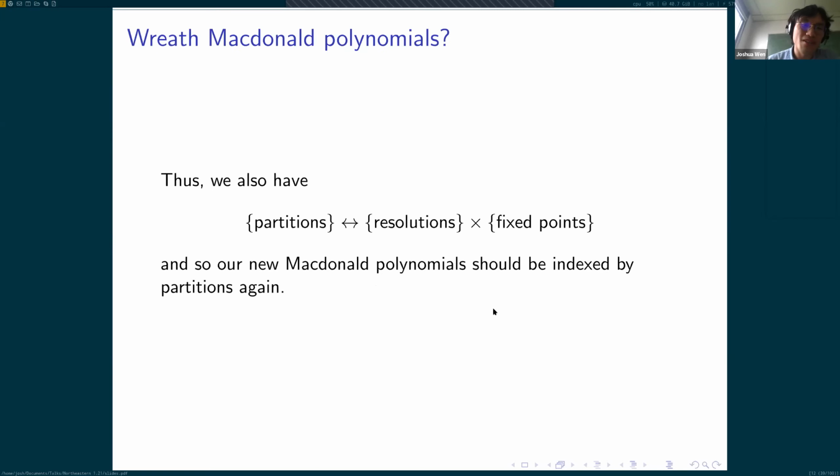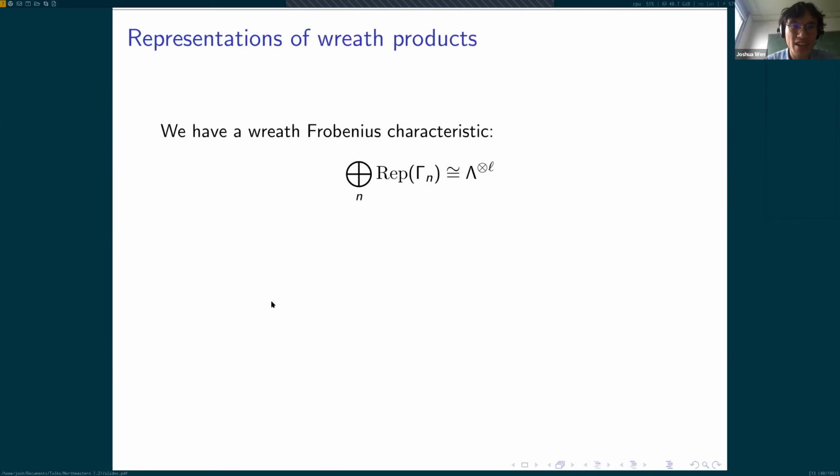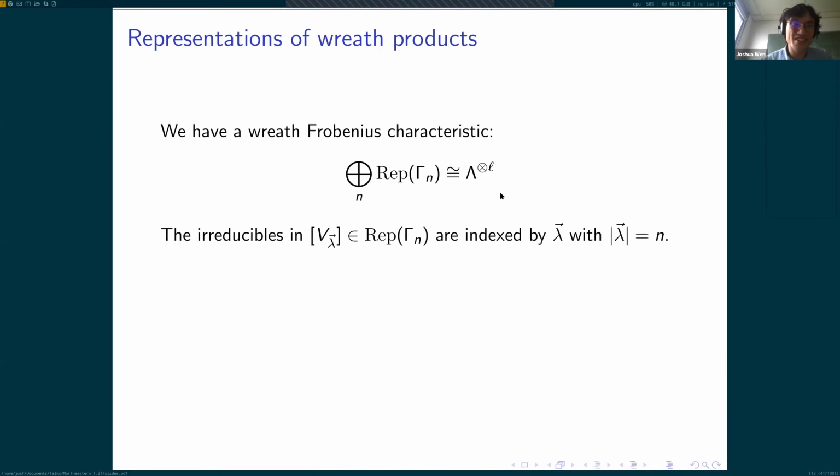So the new Macdonald polynomials should be indexed by partitions again, and this might be surprising if you know anything about representations of wreath products, because for wreath products you also have a wreath Frobenius characteristic, but now it's with the L-th tensor power of lambda. Each lambda has a basis indexed by partitions, so really this has a basis indexed by L-tuples of partitions. Yes, the irreducibles of the representation of gamma n are indexed by an L-tuple of partitions with total size n.